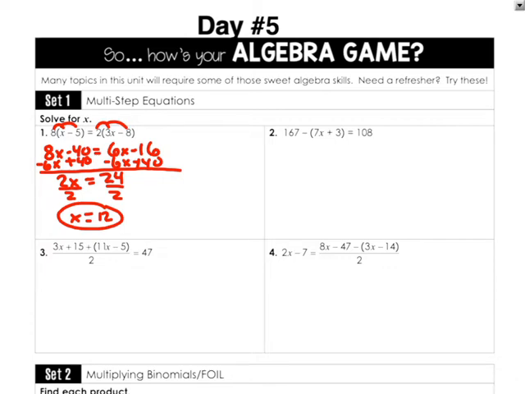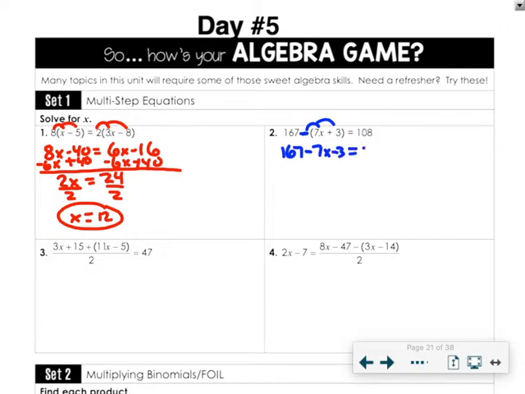Then looking at the second one, number 2, this is very similar. You want to make sure that you have a negative here that's outside the parentheses. We want to make sure that gets distributed in. So we have 167, a negative 7x and a negative 3 equal to 108. I would combine the 167 and the negative 3 into being just a 164. And then we're going to subtract both sides by 164.